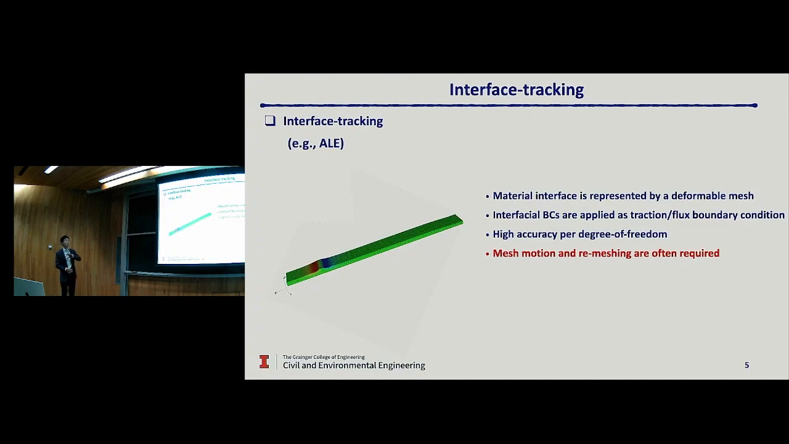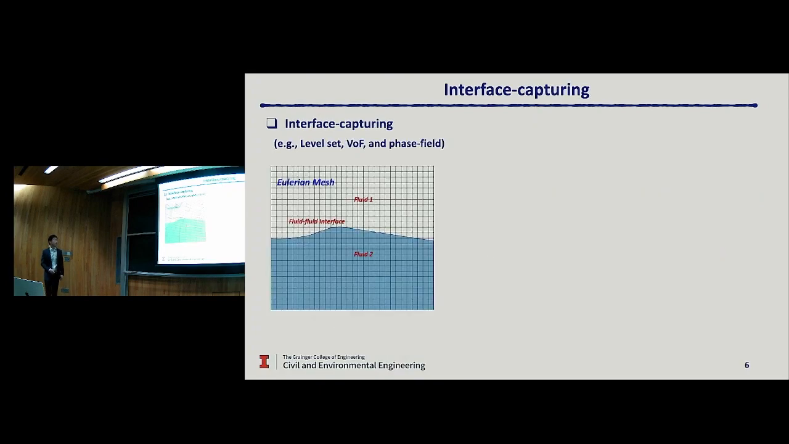And you can see that given the topology changes of the interface you saw in the previous video, it's almost impossible to apply this approach to a realistic printing process. The second approach you can utilize is interface capturing. It has many variants like level set, volume of fluid, and phase field.